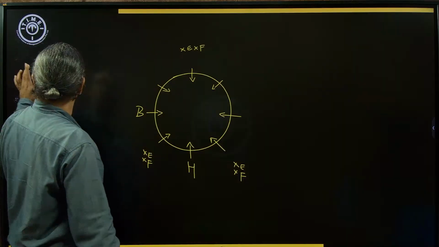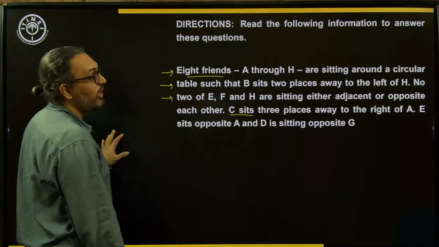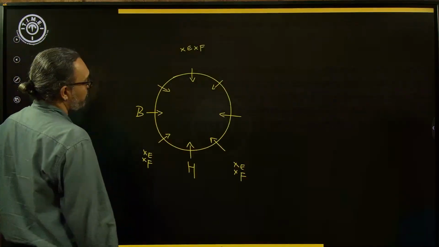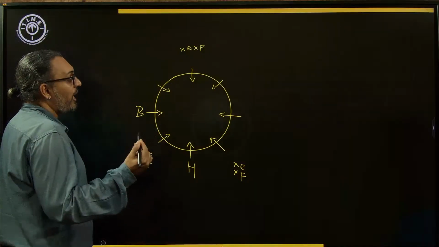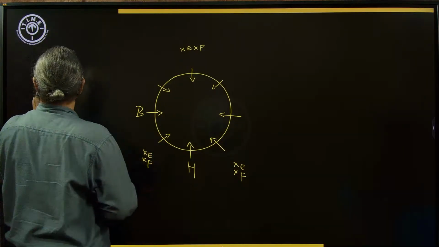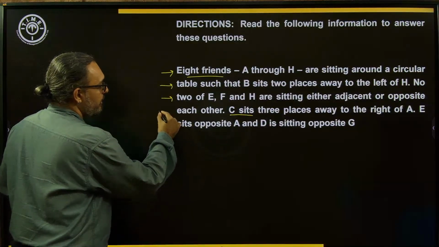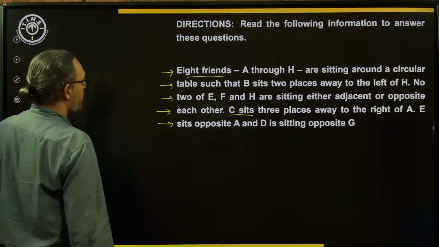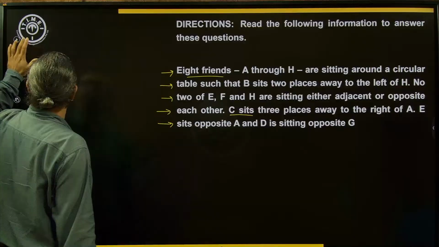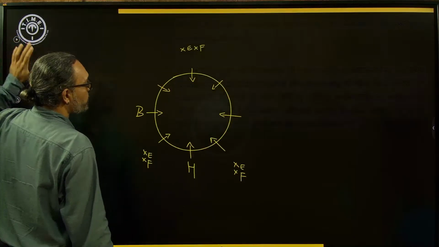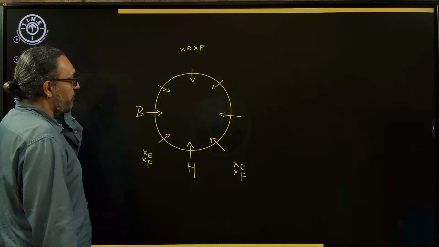That's the idea. Then C sits 3 places away to the right of A. So for that, now where all I cannot have A, we need to check. Then is there any other information? So we have E is opposite A and D is opposite G. So E has to be opposite A also. So C is 3 places away to the right of A and E is opposite A.